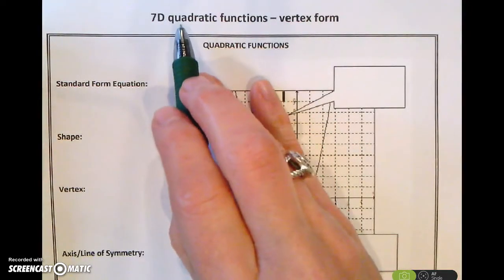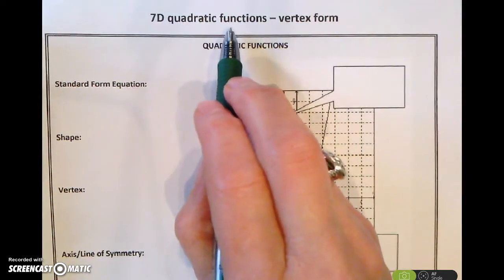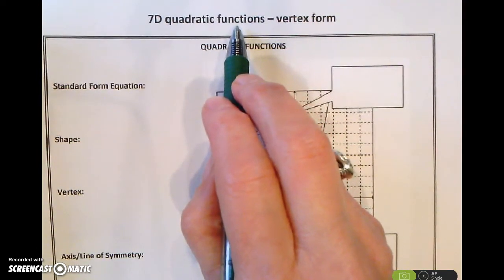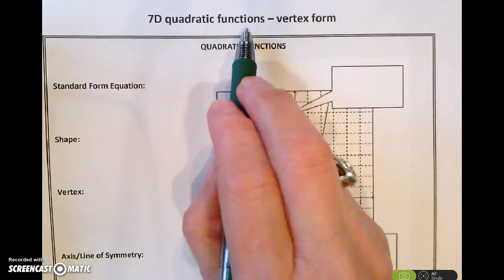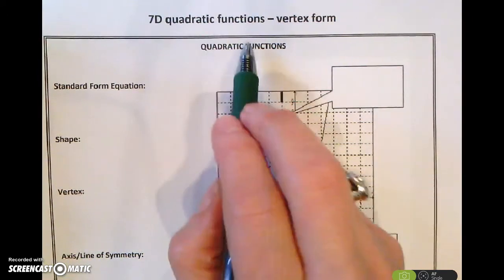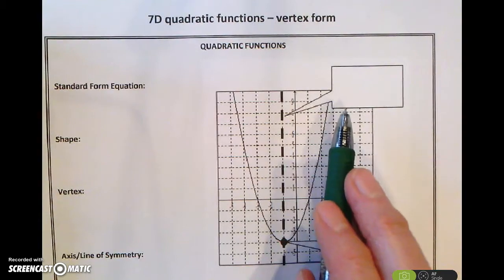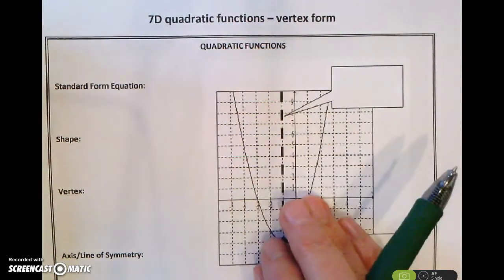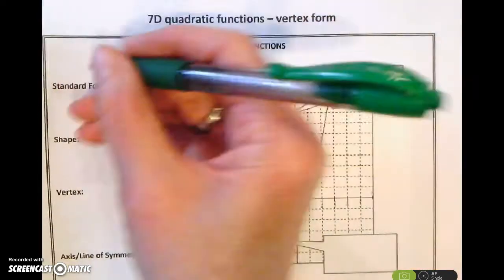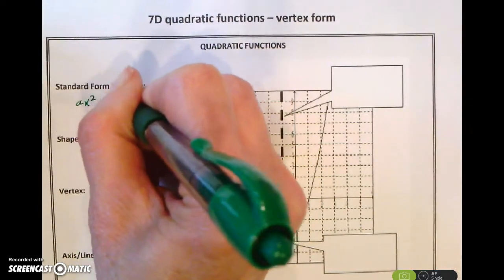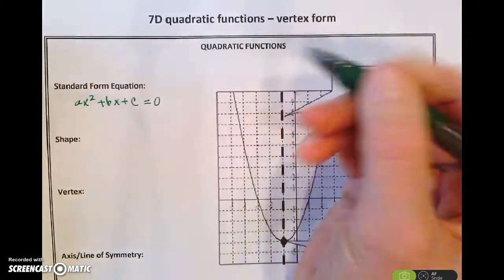In the past sections, we've been solving quadratic equations. We did it by the factoring method, by completing the square, and by the quadratic formula. We're now going to switch over and start talking about the graphs of quadratic functions and how it all ties together. So standard form is ax squared plus bx plus c equal to 0.